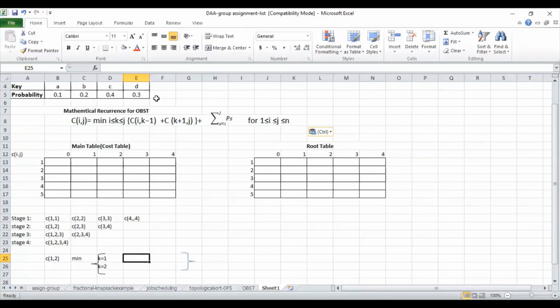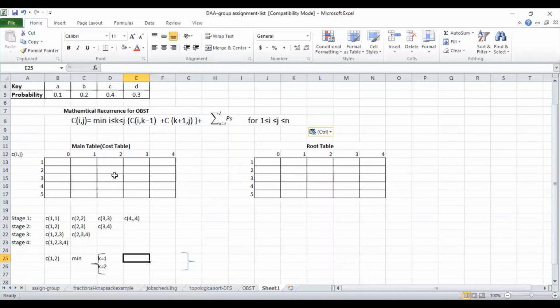Since there are 4 keys given in the problem, we have divided the problem into 4 stages. Now, what do stage 1, stage 2, 3, and 4 consider? Stage 1 considers all one-node possibilities of inclusion into the binary search tree. For example, there are 4 cases to be considered in stage 1: C11, C22, C33, C44. Now, what does a C determine?